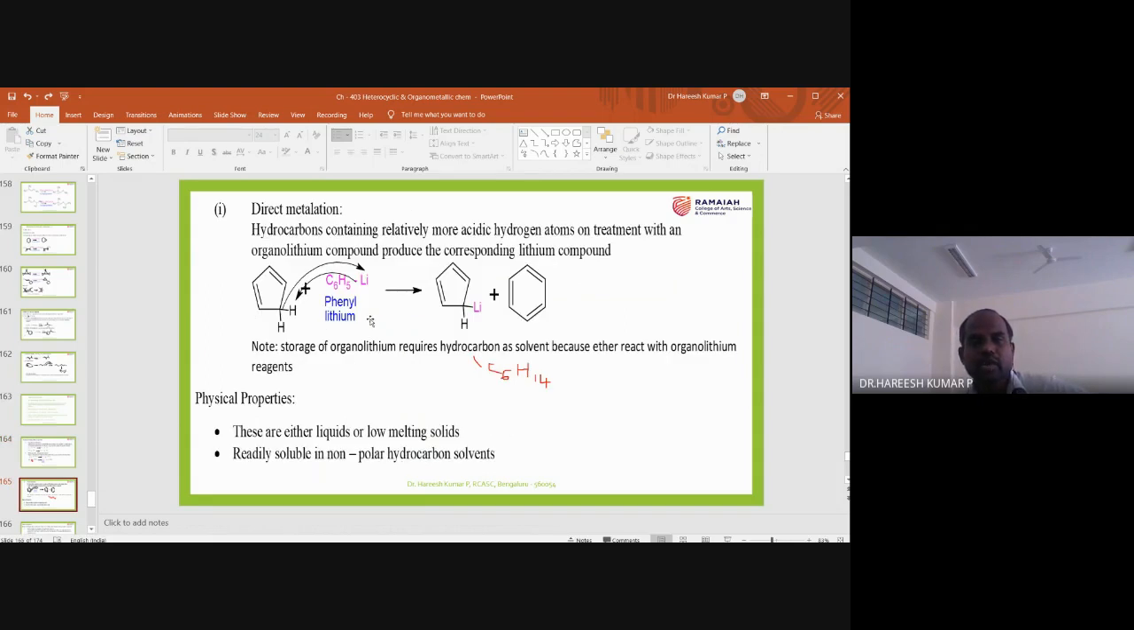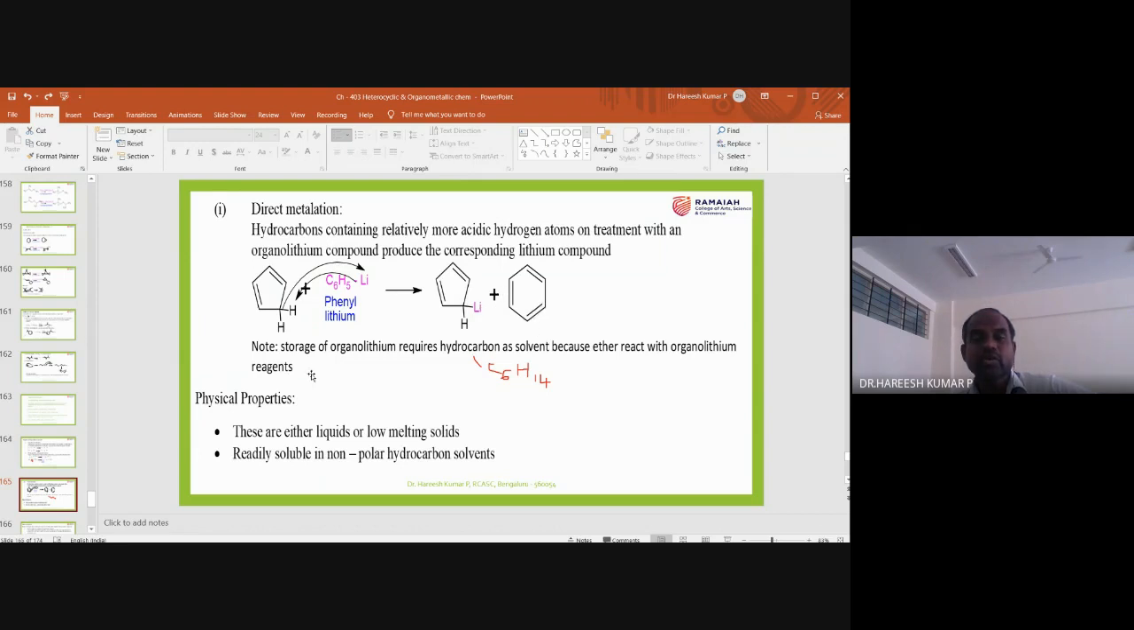I think you are aware of this, because I already discussed what organolithium is when it is treated with an acidic proton containing substrate, giving rise to an organolithium. What is the name of this organolithium? Cyclopentane lithium. And of course you know that this is a benzene.